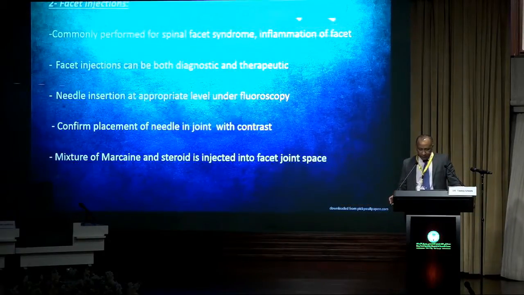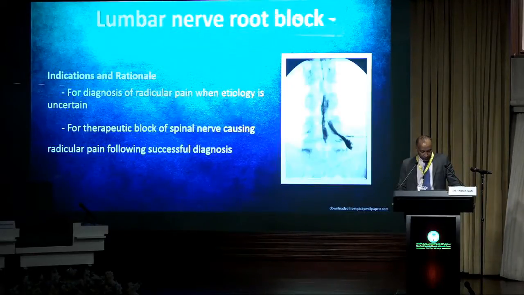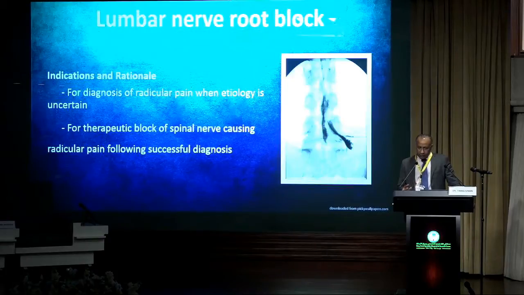Okay, facet injections are done under X-ray guidance. You identify the facet under oblique view, and then you can inject just steroids within the lower third of the facet joint. Lumbar nerve root block, again, as you can see in the images, is a needle that you put underneath the pedicle in an oblique region, and you inject contrast. You can demonstrate the sheath of the nerve, and you can inject steroids within the sheath of the nerve, either as a therapeutic or as a diagnostic method to identify the level of disease and the nerve affected.